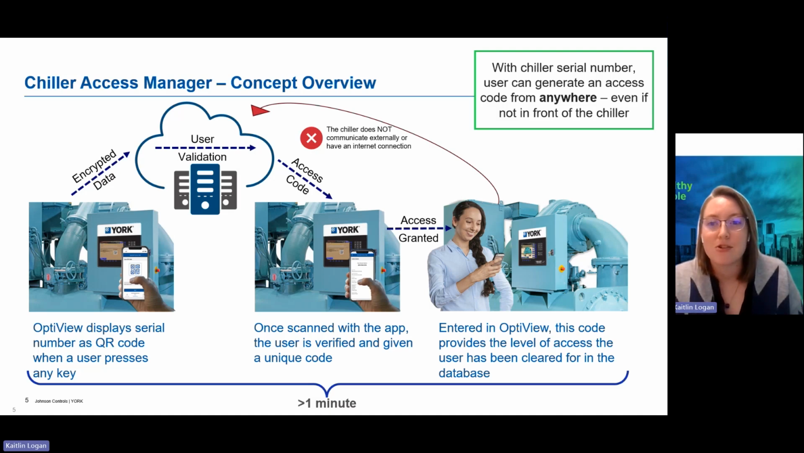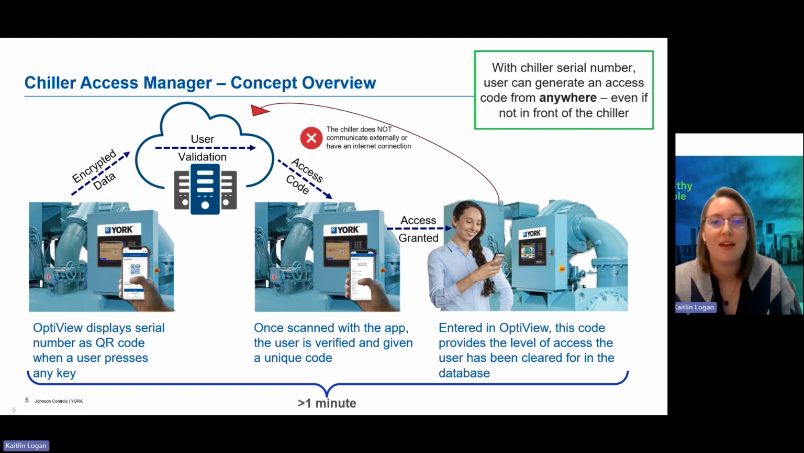The user data and chiller data gets sent up to the cloud to validate your access credentials and then provides back a 12-digit code presented on your device, which you can use to log into the chiller control panel. This process should not take more than a minute, and you can liken this process to two-factor authentication. For Chiller Access Manager to function, chillers do not need to be connected to the internet. There is no communication from the chiller back to the Chiller Access Manager platform. This access code can be generated from anywhere, not just in the mechanical room.